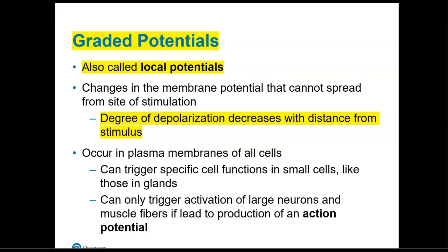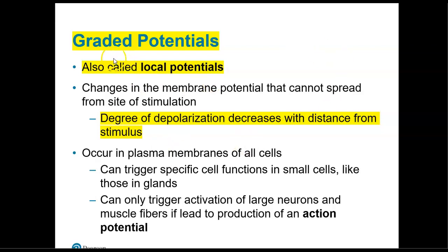Now, resting membrane potential is negative 70 millivolts. This is when the neuron is resting and it's not conducting any kind of electrical impulse or receiving any information. It's just resting, negative 70 millivolts.